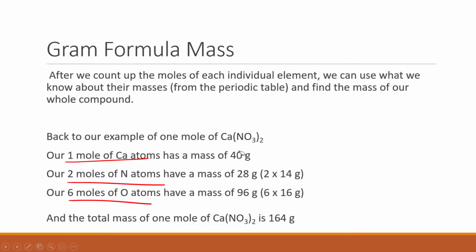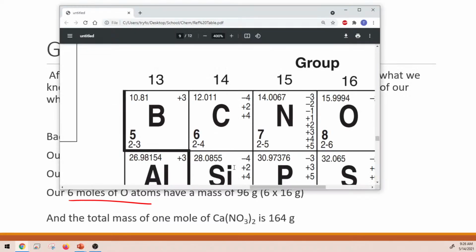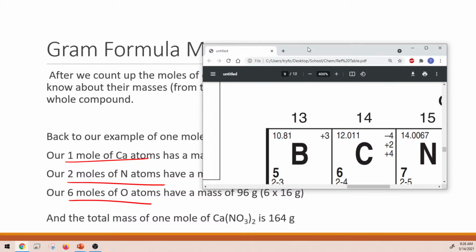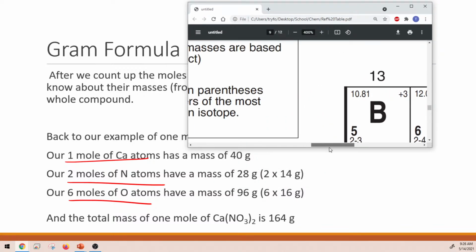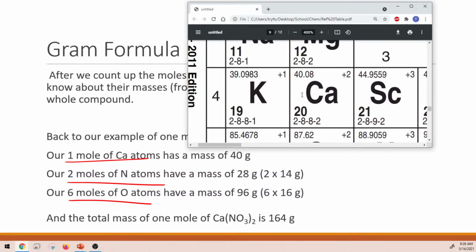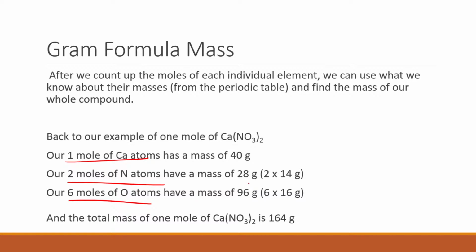When we consult the periodic table, let's do this together to show you where these numbers come from. Calcium first. Calcium is right here. 1 mole of calcium has a mass of 40 grams. We are going to round to the nearest whole number because it does make our life a little easier. So this 40.08 is going to become just a 40. 1 mole of calcium atoms has a mass of 40 grams.